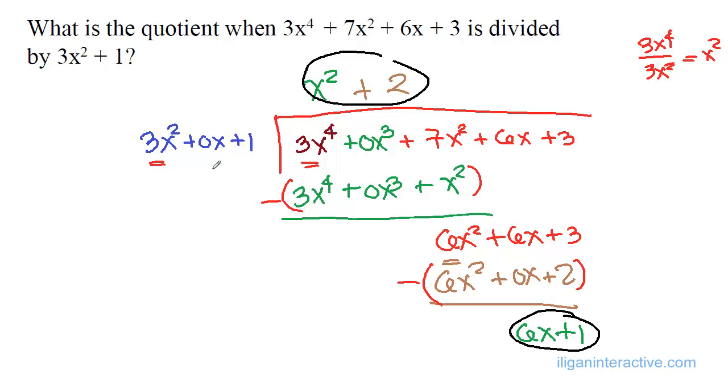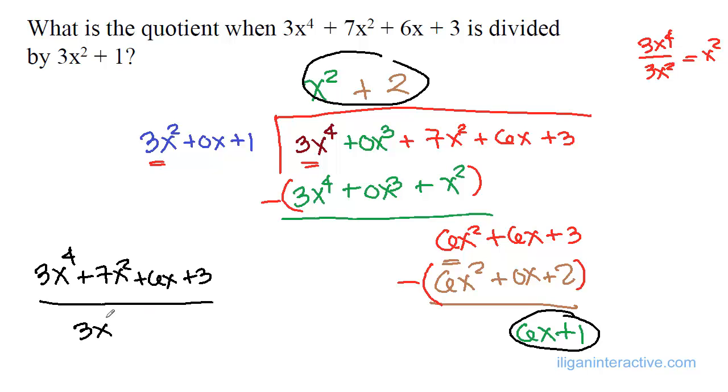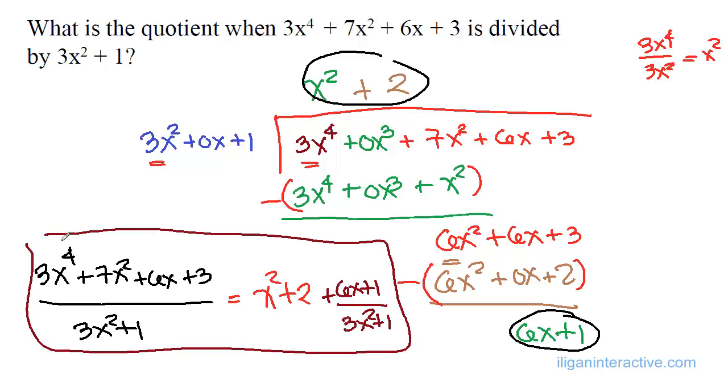So this will normally be expressed as 3x to the fourth plus 7x squared plus 6x plus 3. When we divide that by 3x squared plus 1, the answer will be x squared plus 2. That's our quotient, and the remainder will be 6x plus 1 over 3x squared plus 1. Normally that is how it's written, but again, this is the quotient and this 6x plus 1 is the remainder.